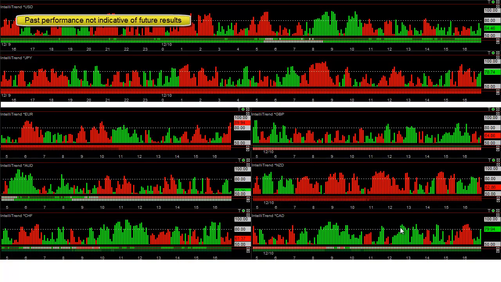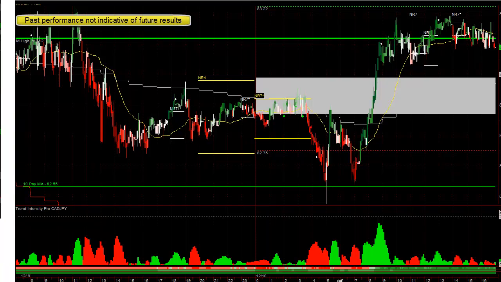You also have a very strong CAD right here. The weekly trend just shifted up. The monthly trend's pretty strong. The yen is weak. So guess what? You can buy the strong CAD versus a weak yen. And look what happens. The weekly and monthly trends up.